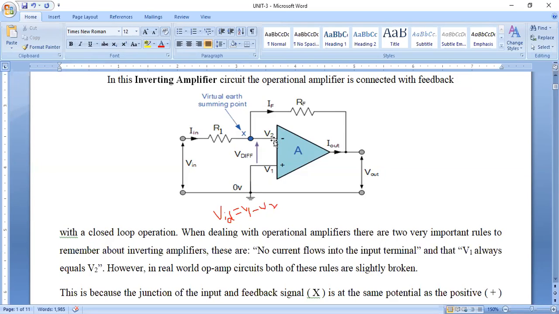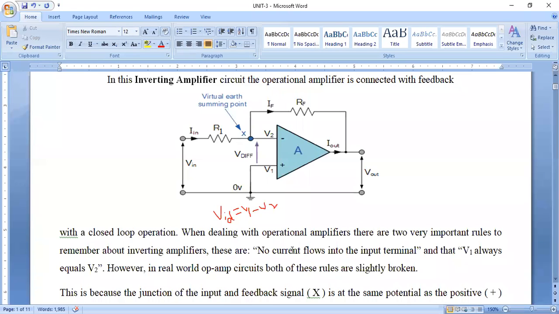We are introducing a negative feedback, and also the positive terminal is connected to the ground. This is the gain of the operational amplifier. The open loop gain of the operational amplifier is represented by the term A. Let us assume this entire operational amplifier is an ideal operational amplifier.